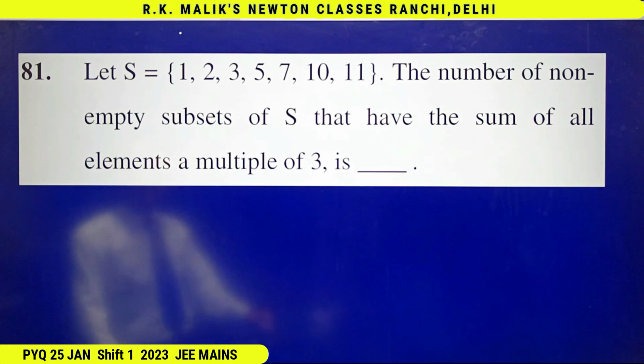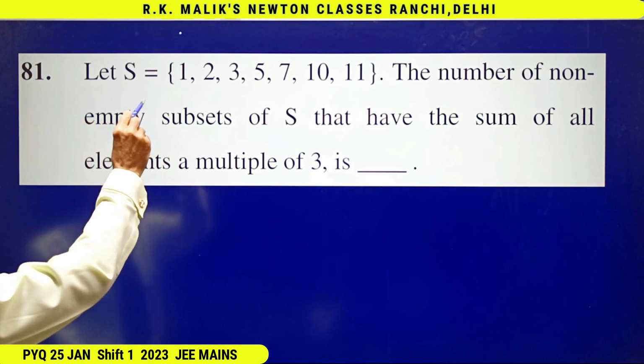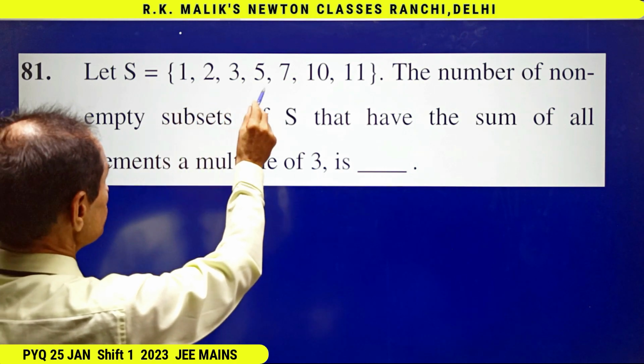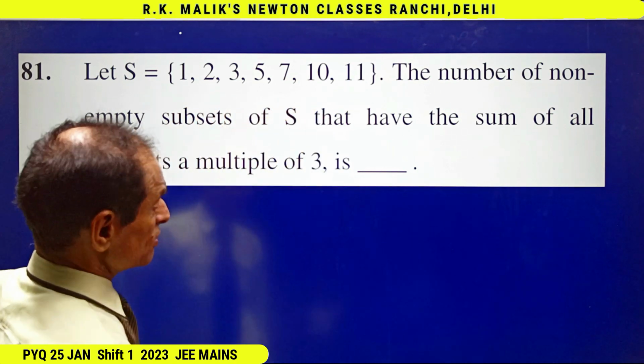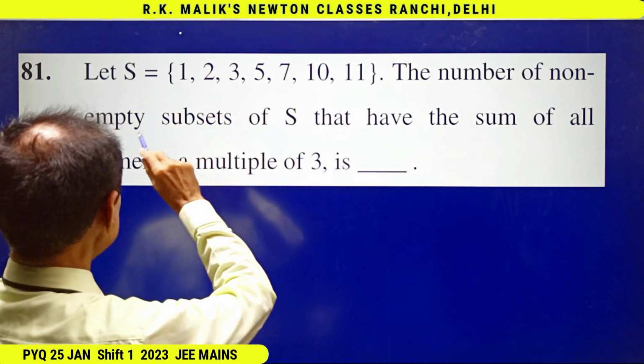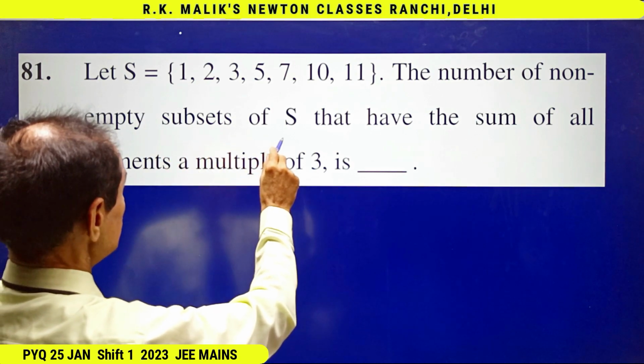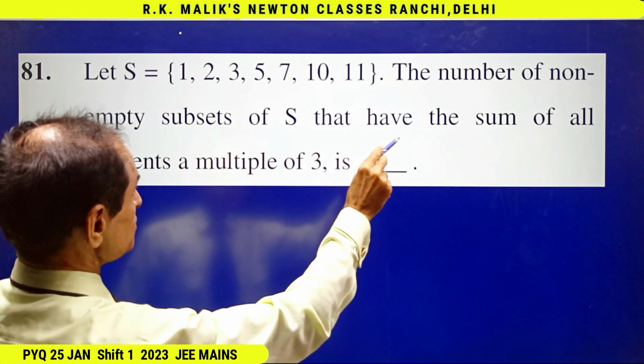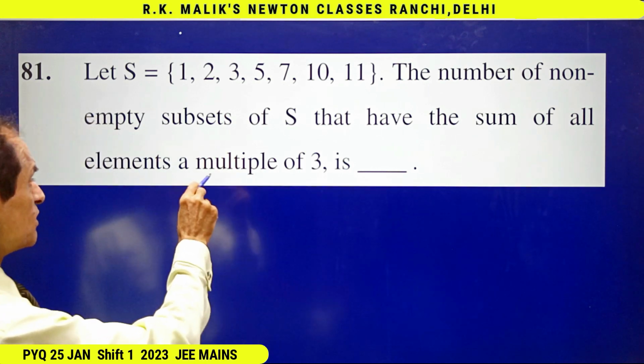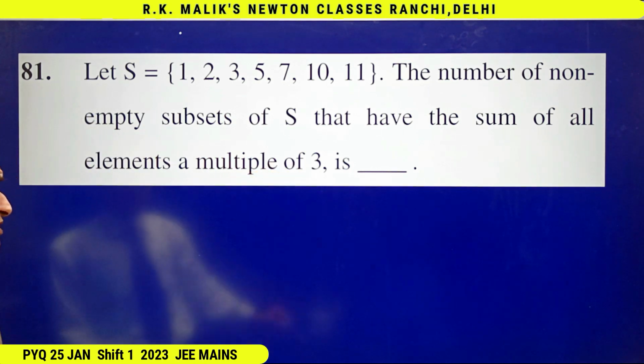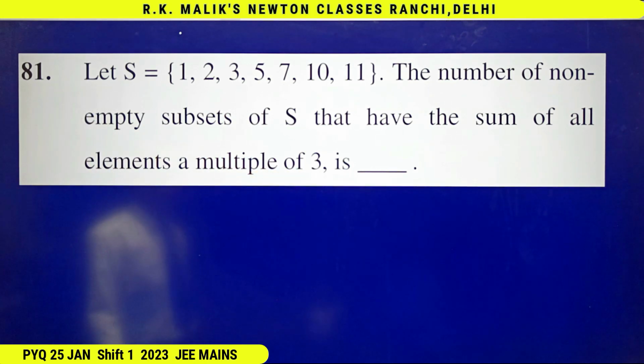In this question, it is given that S is the set of elements 1, 2, 3, 5, 7, 10 and 11. The number of non-empty subsets of S that have the sum of all the elements a multiple of 3 is dash. You have to fill in the blank.